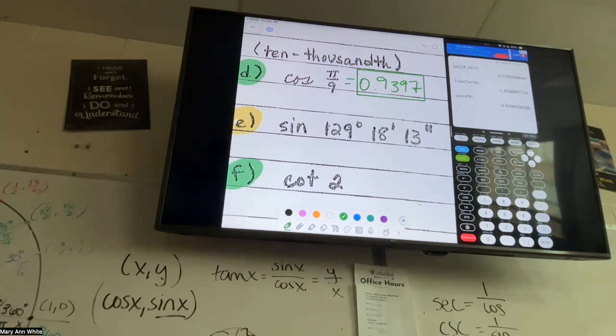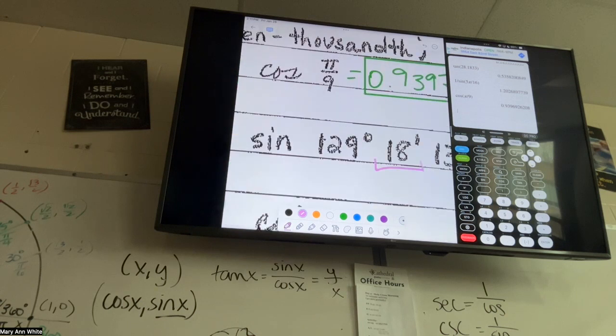Now we're going to jump to letter E. So that one's degrees. So we need to go to mode and go to degree, press enter, clear out. You need to change that from minutes to degrees, so that 18 minutes, just like we did a minute ago, we're going to multiply by 1 degree divided by 60 minutes. 18 divided by 60.